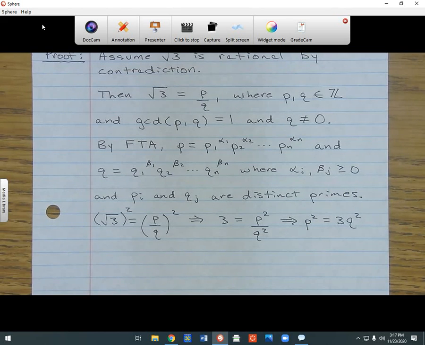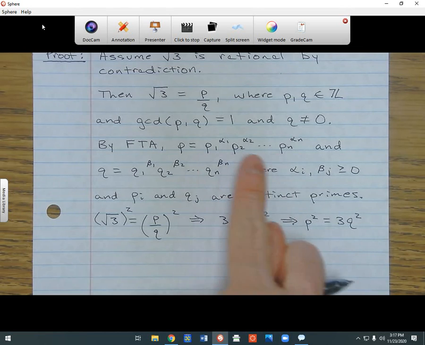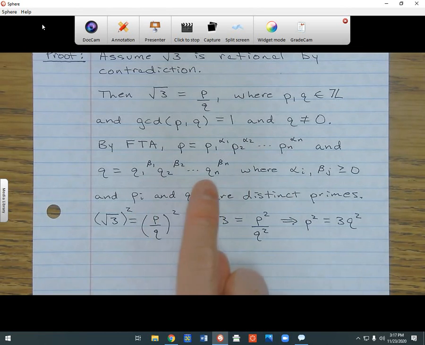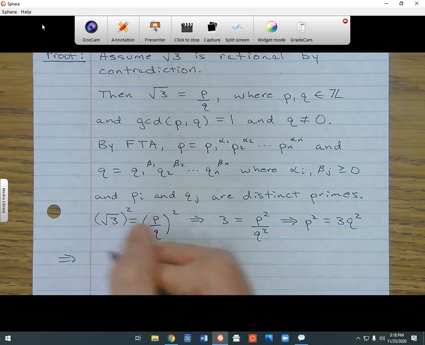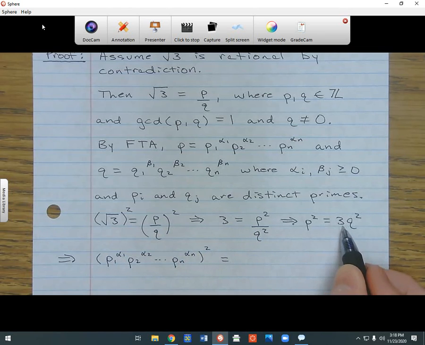So now I've got p squared equals 3 times q squared, and I already said that p was equal to this long expression, right? And q is equal to this long expression, and we're going to substitute those in for p and q. So I'm going to get p squared. We know that p is going to be p1 to the alpha 1, p2 to the alpha 2, all the way to pn to the alpha n, and I'm going to square it because I have a square right here. We're going to square that, and we're going to have it equal to 3 times q squared.